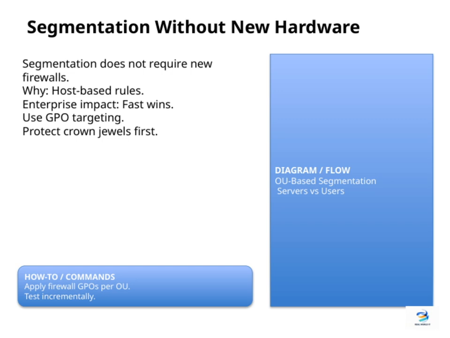One of the biggest advantages here is that you don't need new hardware to achieve segmentation. This makes the process faster and more cost-effective, delivering quick wins for your security posture. Using GPO targeting is critical. By precisely targeting the right OUs, you can protect your most valuable assets, or what we often call the crown jewels, first. Ultimately, this approach enables you to implement segmentation efficiently and effectively, safeguarding your network without the need for additional firewalls or complex infrastructure changes.